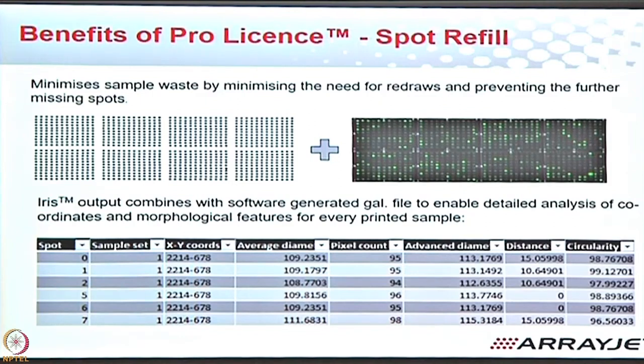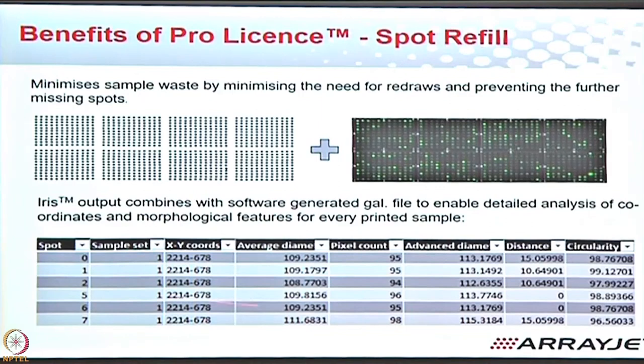Or I can take you in detail offline with how you can do this, where it'll tell you exactly, this is my spot 0, sample set 1, this is my diameter, this is my pixel, this is my advanced diameter, this is the distance, this is the circularity, 98%, which is almost 99%. So the morphology is extremely round. So you've got a nice, good protein content in that one spot.